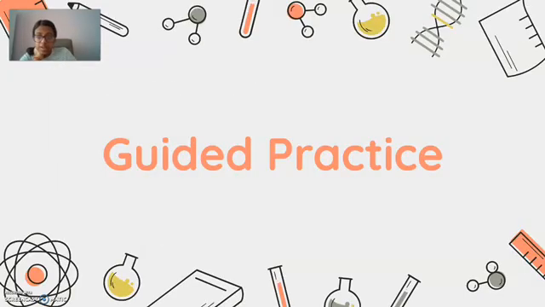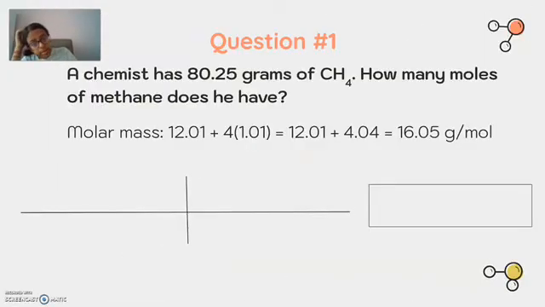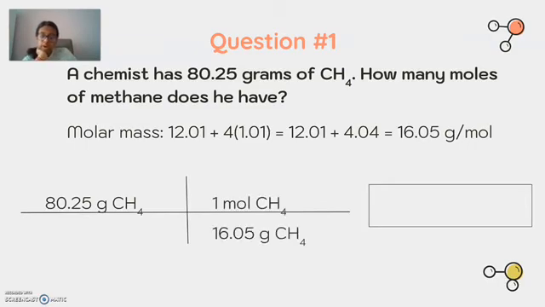And next is the guided practice. So a chemist has 80.25 grams of methane. How many moles of methane does he have? So first we find the molar mass, and we get 16.05 grams per mole. So then we set up the given, and then 1 mole is equal to 16.05 grams. So units cancel, and we are left with 5 moles of methane.